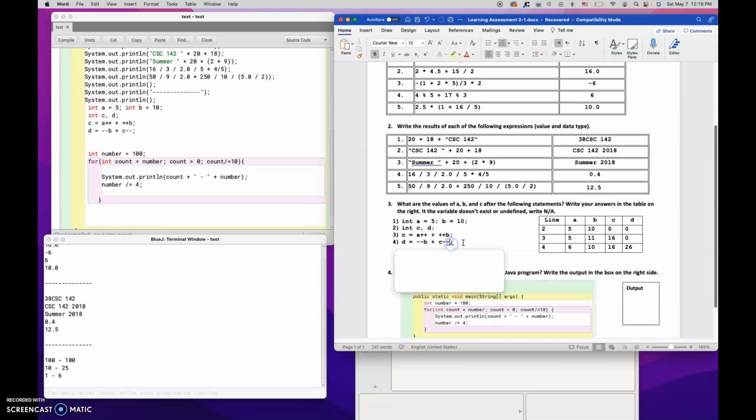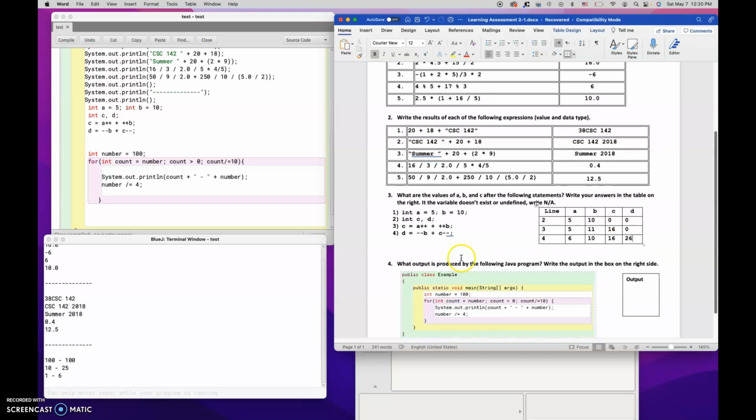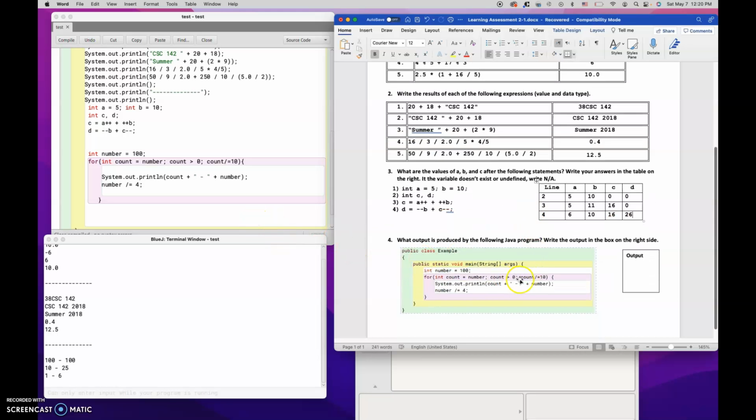All right, okay, and D equals minus B plus C, which is 10 plus 16, the result will be 26. Okay, so that is the fourth line.